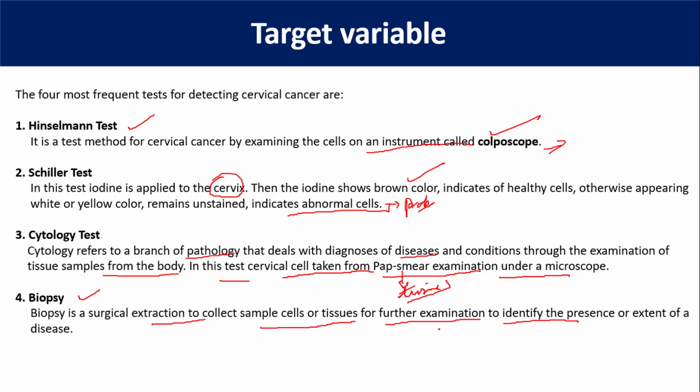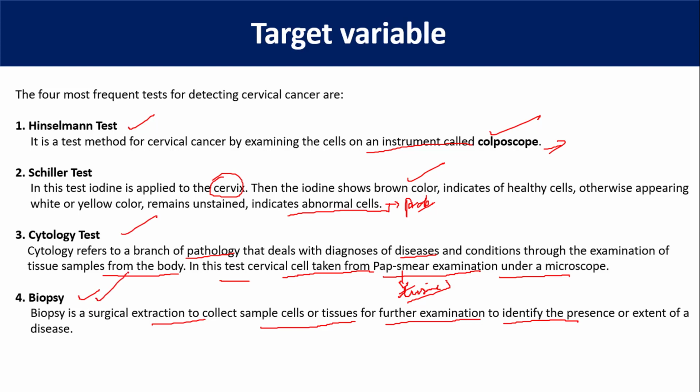In the next part, we'll be implementing the machine learning models, and before that, we'll perform some data pre-processing. Then we'll build machine learning models. We'll segregate the data set based on these four target variables, build machine learning models individually for each, and then analyze which features are important for predicting Hinselmann, Schiller, cytology, and biopsy.